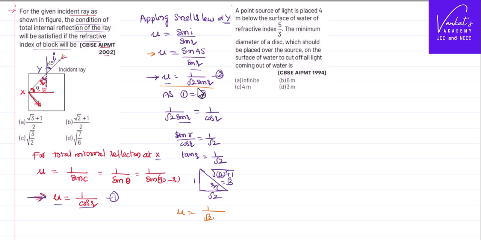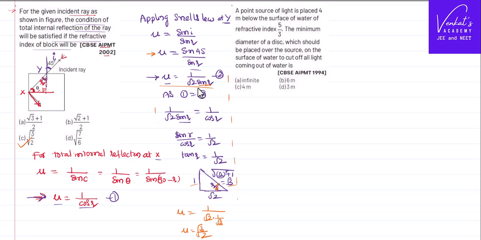What is this sin r? See here, this is r. Sin r means opposite side by hypotenuse, that's 1 by root 3. So if you reverse the fraction, it becomes square root of 3 by 2. So the answer for this problem is square root of 3 by 2. This is how we have to solve the problem.